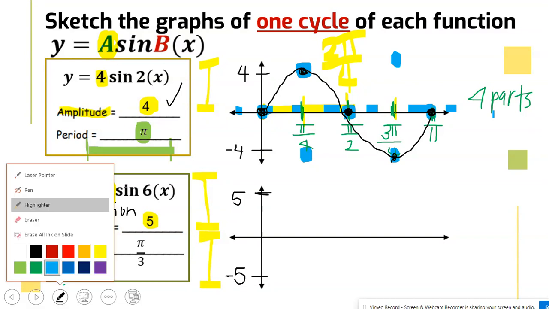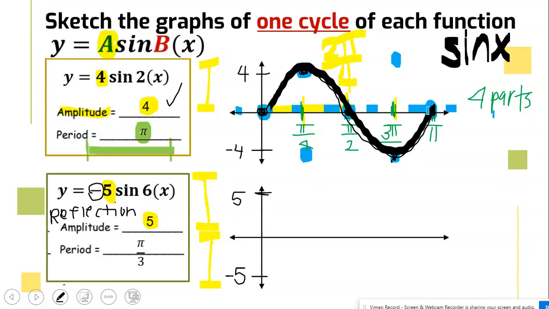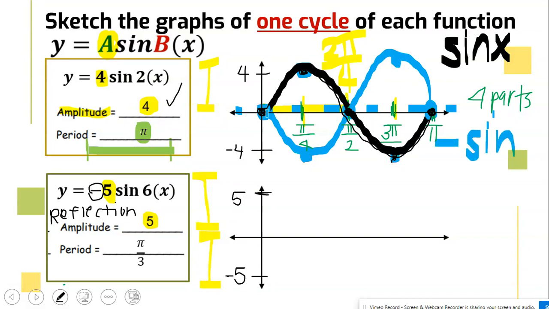So notice that our regular sine graph goes like this. That's just positive sine x. When you have a reflection, instead of starting and going up, you do the opposite. So negative sine x is where you start at 0 and you end at 0 still, but you go down and then up. You go down and then up. So that's what we're going to have in this graph. We're going to have a reflection right there.